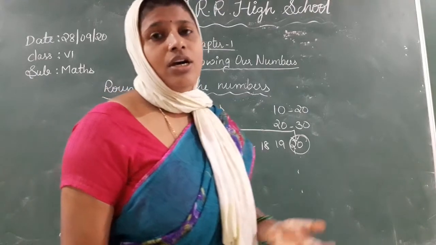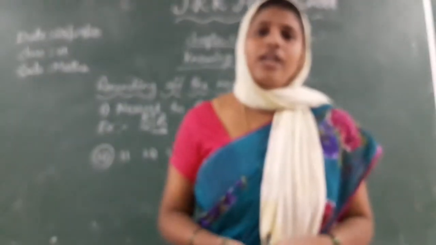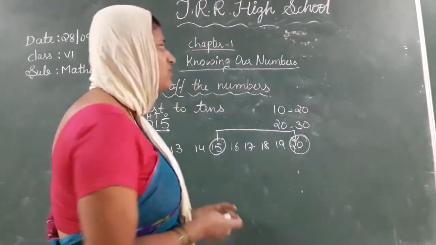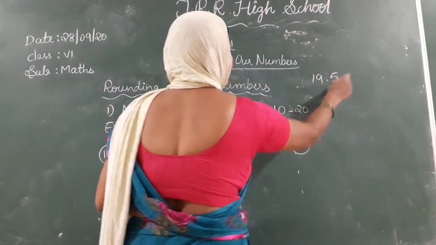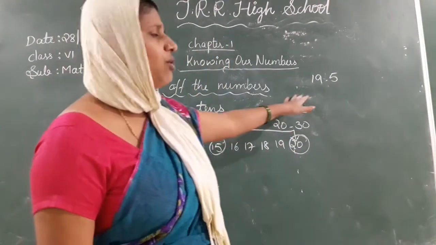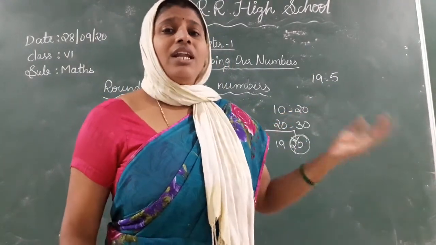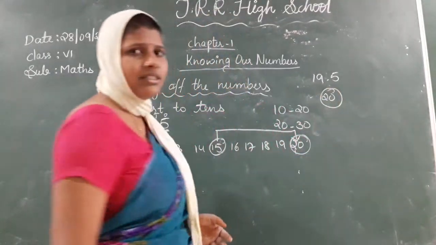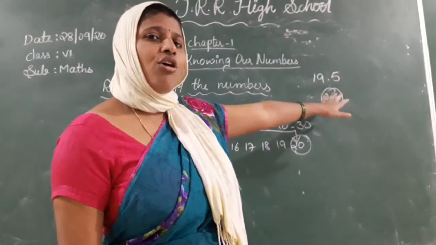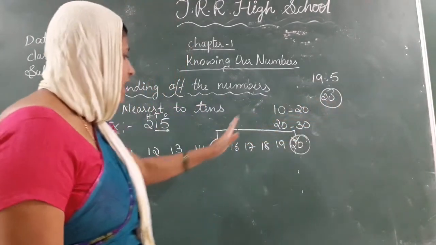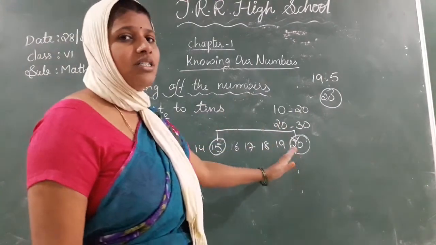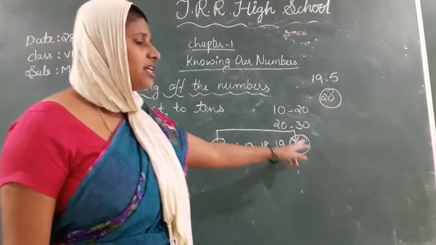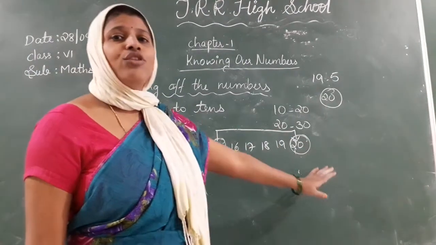Even in your marks sheet, suppose you are getting 19 and a half marks. 19 and a half is nothing but 19.5. So what will your teacher do? That 19 and a half will be rounded off to 20. So 5 and the numbers after 5 will be rounded off to the next tens number. So this 15 is nearest to 20, and 15 is rounded off to 20.